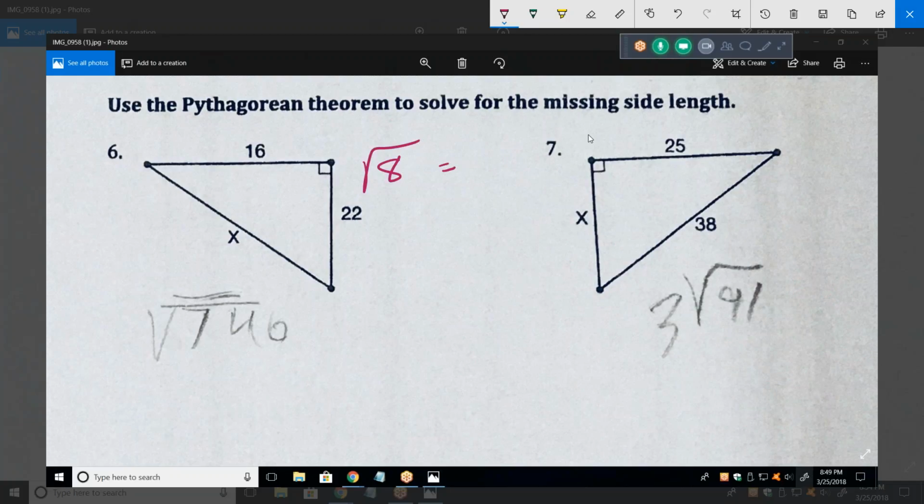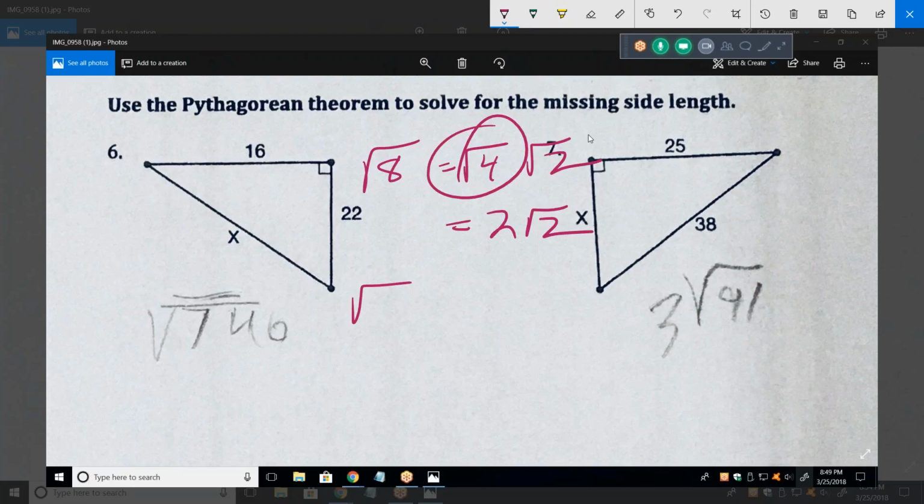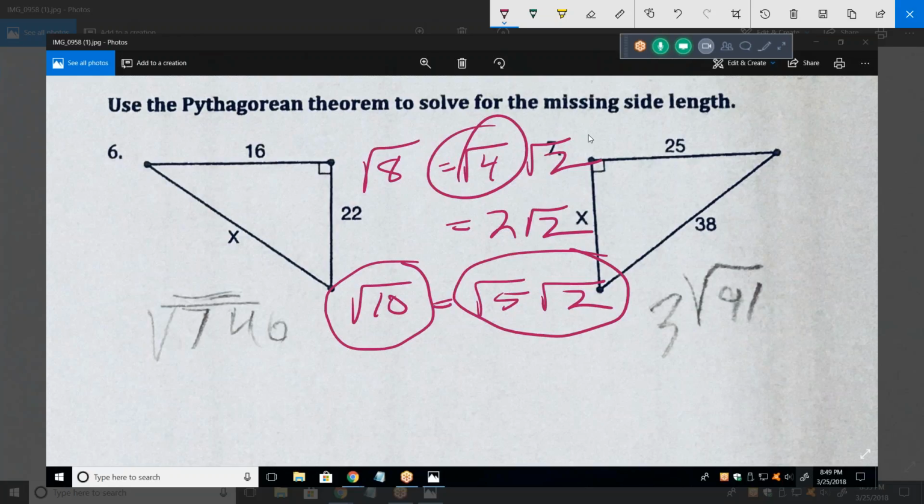Is that simplifiable? No. Well, it's the square root of 4 times the square root of 2. That's a perfect square. So it is. Yeah. Is this simplifiable? No, because none of the factors of that are perfect squares. 5's not a perfect square, 2 isn't a perfect square. So all I've done is take the square root of one number and turn it into the square root of two numbers. That's not simplified.